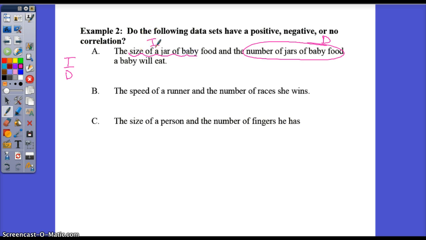Think, if a baby jar is massive, they're probably going to eat one, but if they're itty bitty, they might eat more. So I'm just going to draw myself a little graph. If I have the size and I have the number of jars, let's think. As the size increases, what's going to happen to my number of jars? It's going to decrease the number of jars you'll eat. So because as one increases, the other decreases, this is going to be a negative correlation.